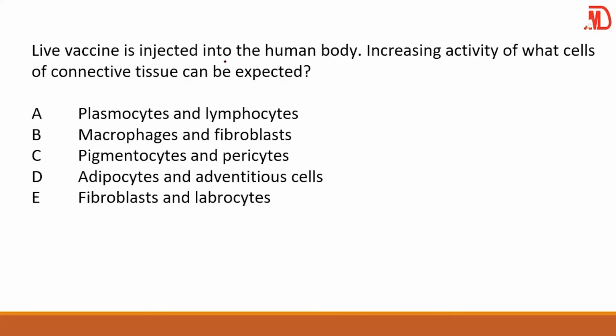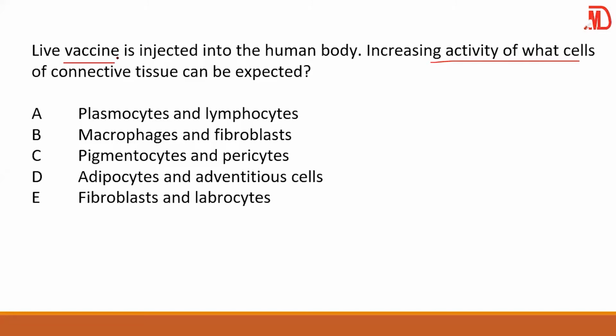A live vaccine is injected into the human body. Increasing activity of what cells of the connective tissue can be expected? Now you have injected a live vaccine. The reason why we give a vaccine is to help the body produce what? An antibody, so that next time when this sort of antigen enters the body, it is already immune to it, or it can easily fight it. So you are sensitizing the body to produce antibodies that will be ready for any attack by the antigen.